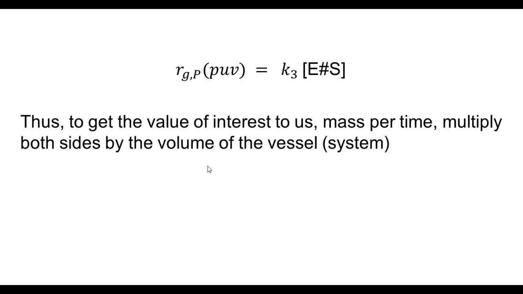So to get to the value of interest to us, which is mass per time, we need to multiply both sides by the volume of the system. Because this is on a volumetric basis, we are looking for a mass basis. Concentration is nothing but mass per volume. If we multiply that, then we get the rate of product generation on a mass basis. Let us call it Rp for simplicity, equals K3 into the concentration of the enzyme substrate complex into the volume V.